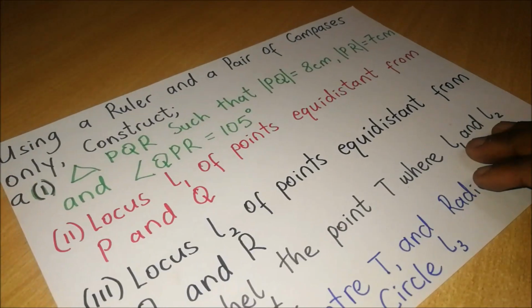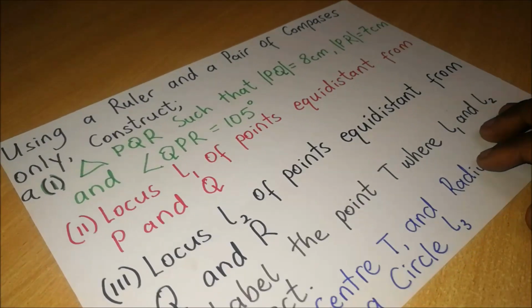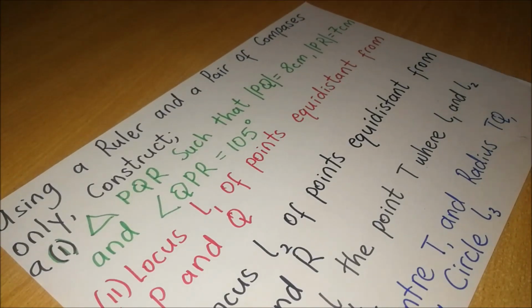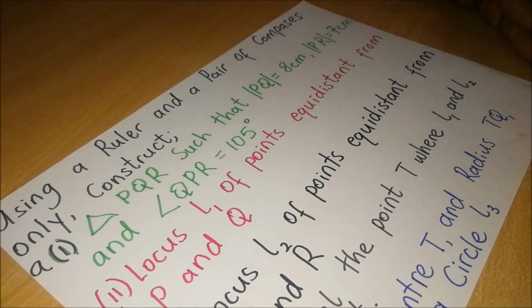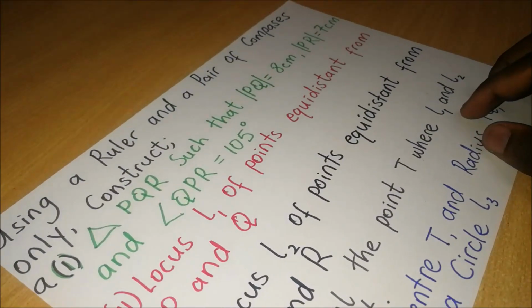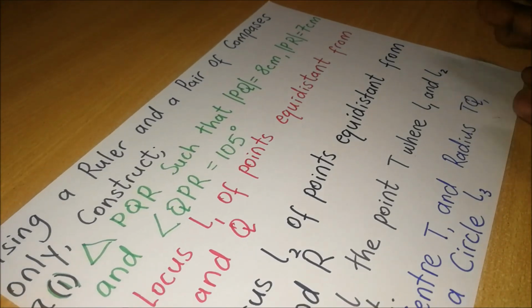We have another question here that says that using a pair of compasses and a ruler only, construct a triangle PQR such that PQ is 8 centimeters and PR is 7 centimeters and angle QPR is 105 degrees. So let's get to the sketch. First of all, this is a triangle, so it's a three-sided thing.